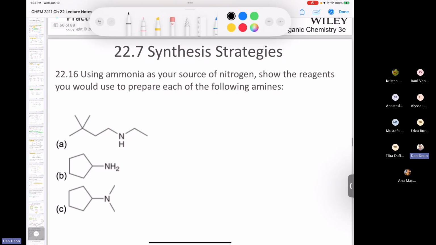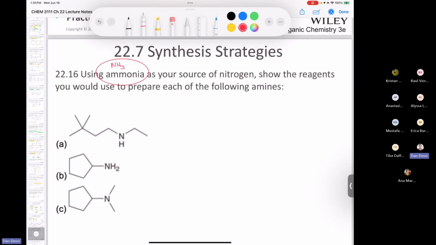Anyhow, I like questions like this where it tells you what your starting material should be. So it says, using ammonia as your source of nitrogen. So this is all you have, right? It's just like a Survivor show or something. All you have is some ammonia as your only source of nitrogen. Show how you could make each of the following amines.